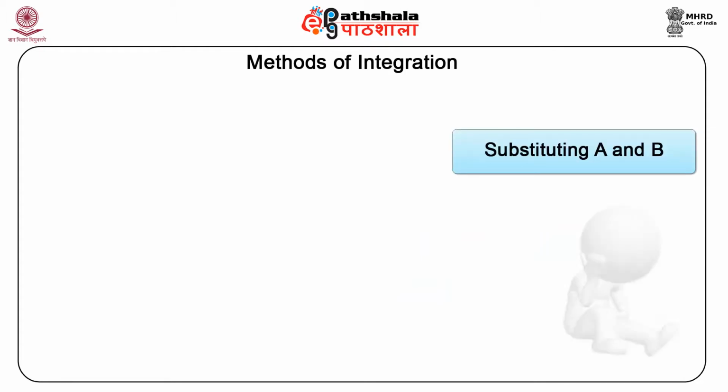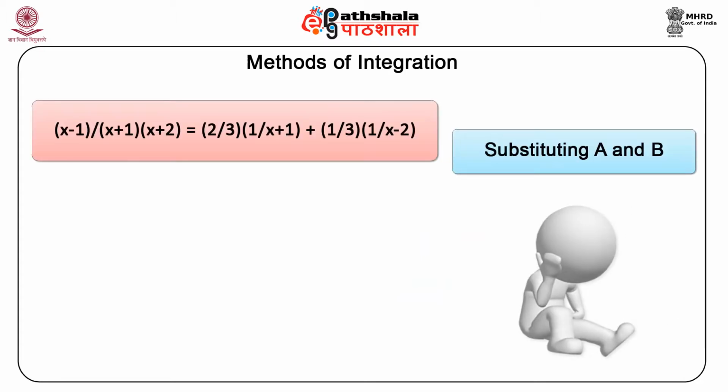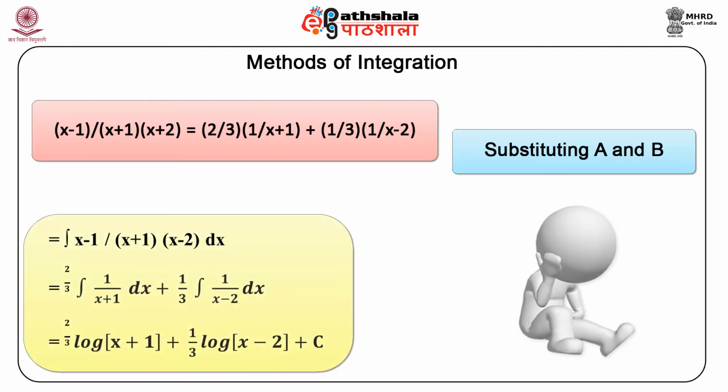Substituting a and b, we get (x minus 1) divided by (x plus 1)(x minus 2), which is equal to 2 by 3 into 1 over (x plus 1) plus 1 by 3 into 1 over (x minus 2). So the integration of (x minus 1) divided by (x plus 1)(x minus 2) dx is equal to 2 by 3 integration of 1 over (x plus 1) dx plus 1 by 3 integration of 1 over (x minus 2) dx, which is equal to 2 by 3 log |x plus 1| plus 1 by 3 log |x minus 2| plus c.